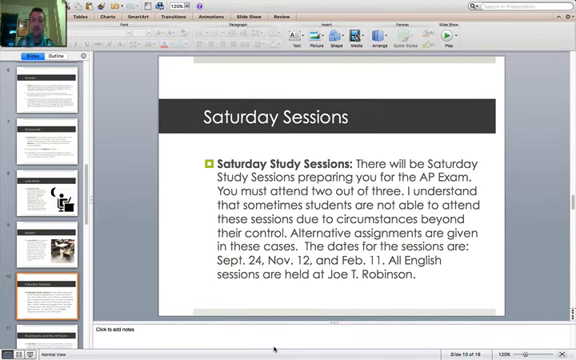Saturday study sessions. Throughout the year, there's going to be three study sessions. The students will be expected to attend two out of three. I understand that sometimes it's just not possible to make one of these sessions, so they can make up and do alternative assignments. Some students prefer to do the alternative assignments. I strongly encourage going to these sessions.